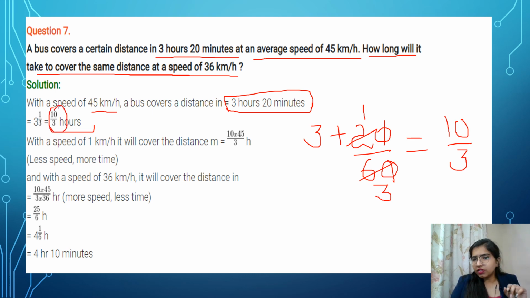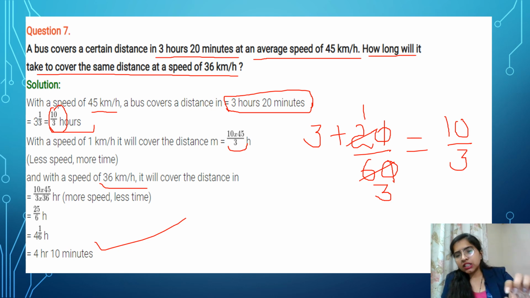See over here. Right? So with the speed of 1 kilometer, what will you do? You have to multiply 45 into 10 upon 3. Right? 45 into 10 upon 3. So with the speed of 36 kilometers, divide it by 36. Same only. The rest of the part is same. But you just need to know that 3 hours 20 minutes you have to convert into hours only. It will be 10 by 3 hours.